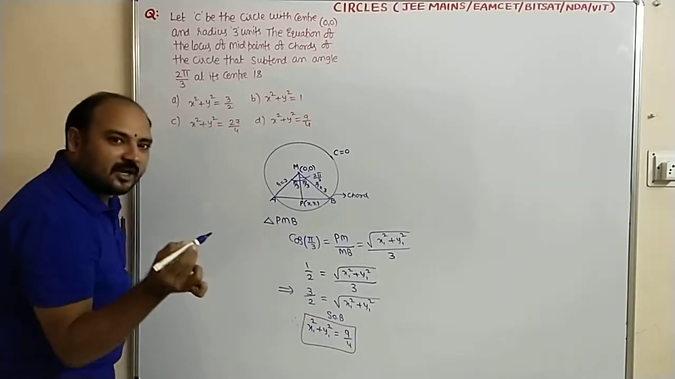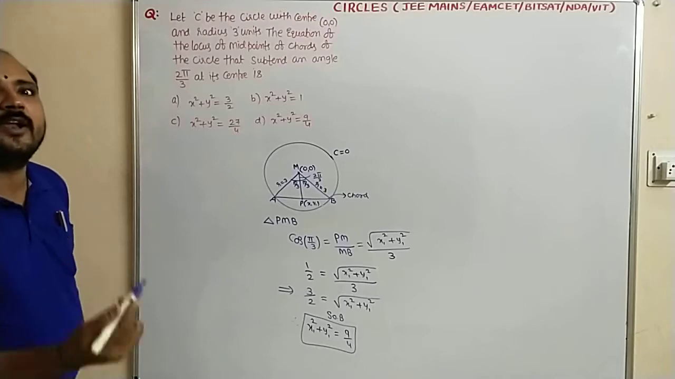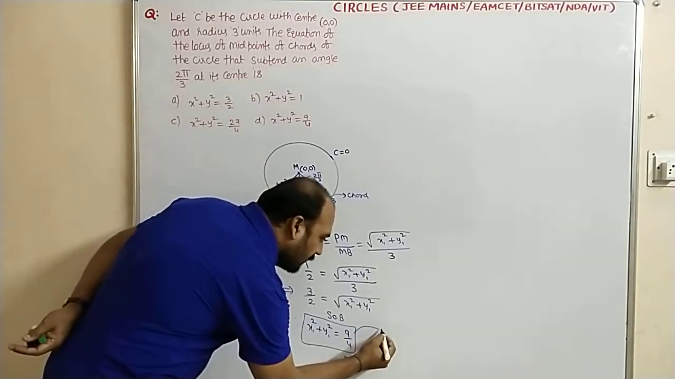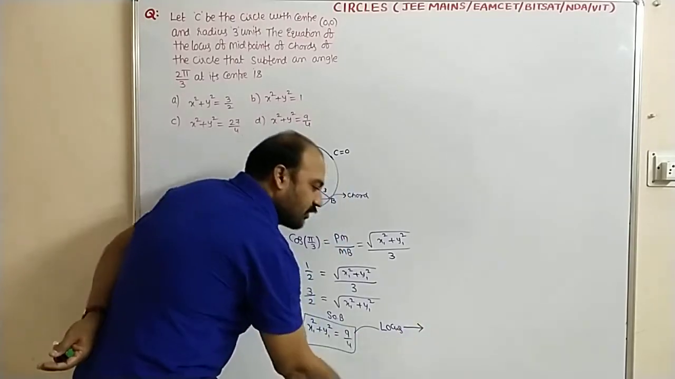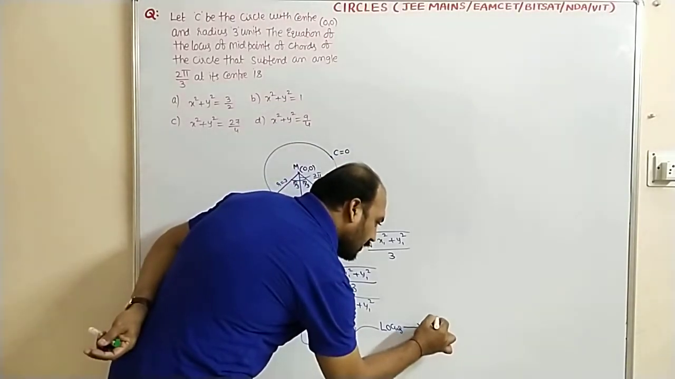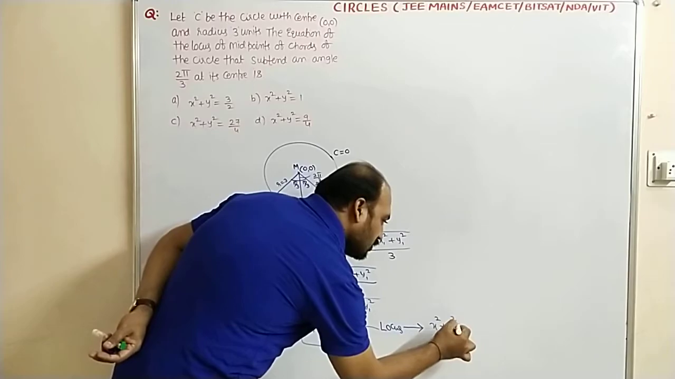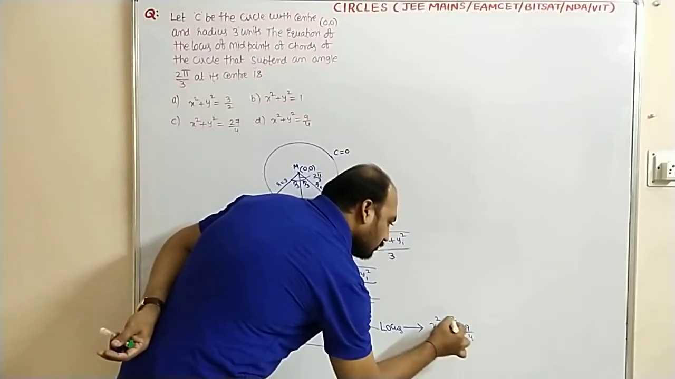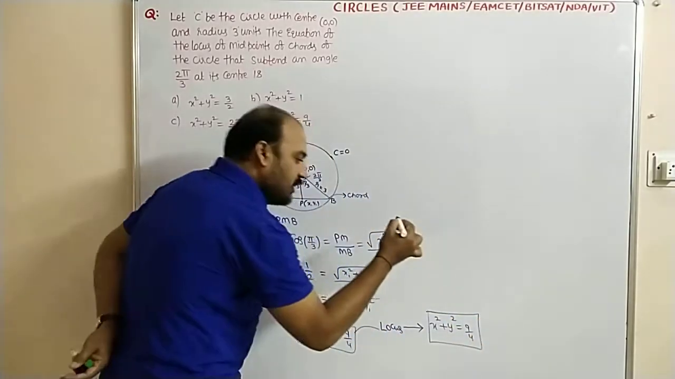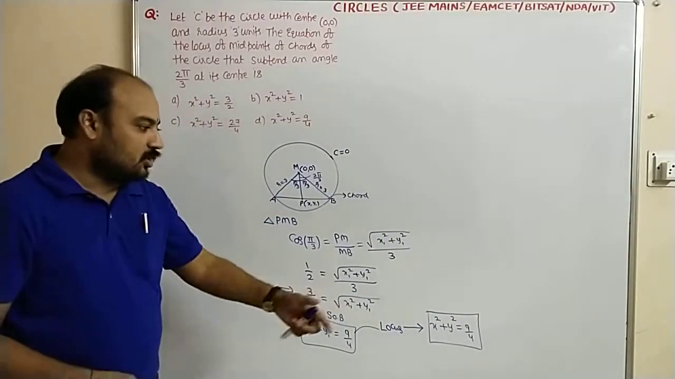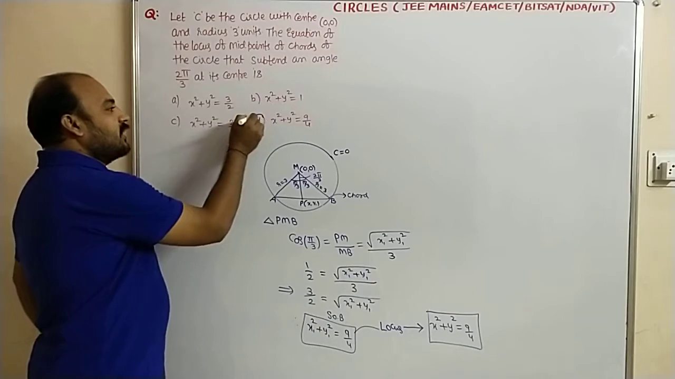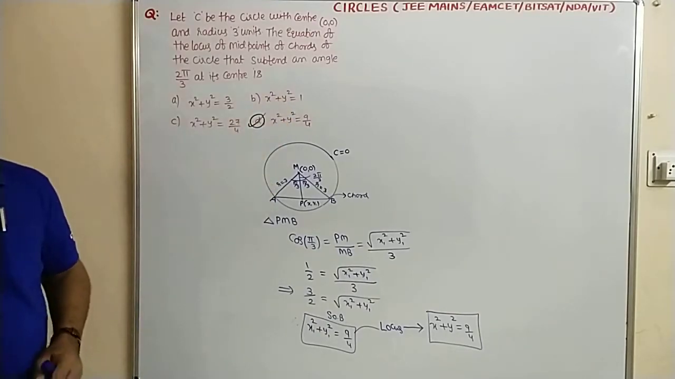Whenever they ask to calculate the locus, you remove x1, y1 and write x, y. Therefore, the required equation of locus is x square plus y square equal to 9 by 4, which is there in the fourth option.